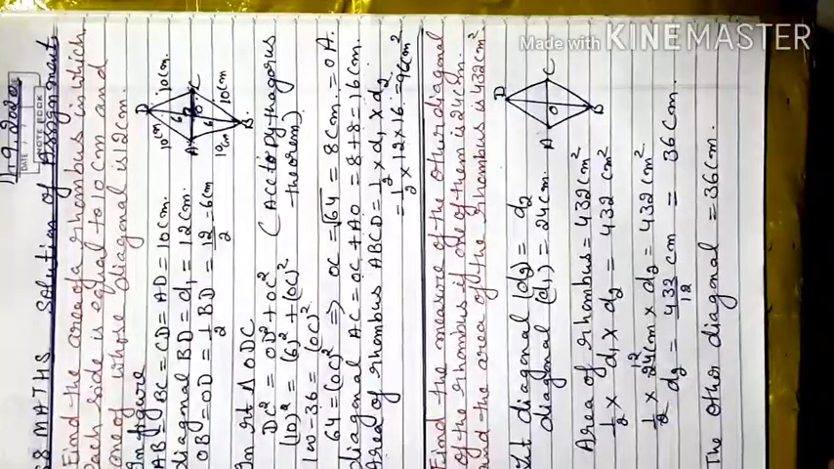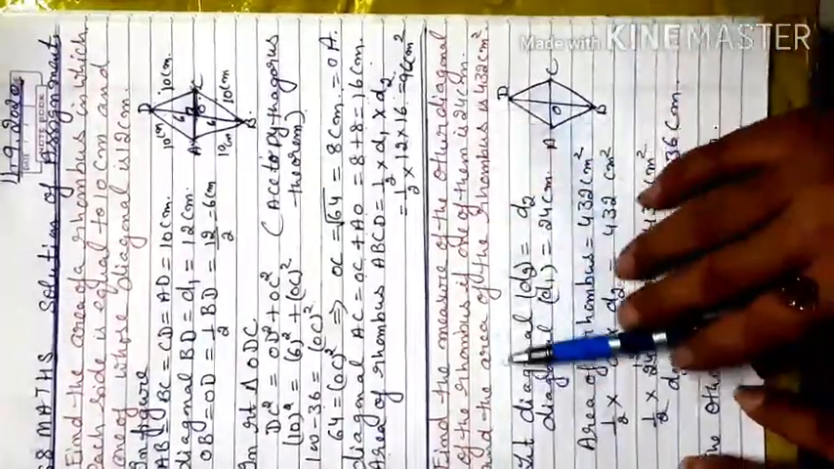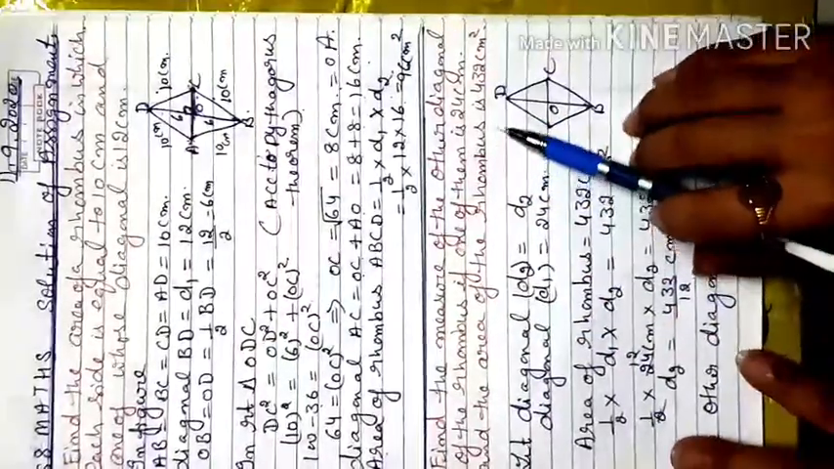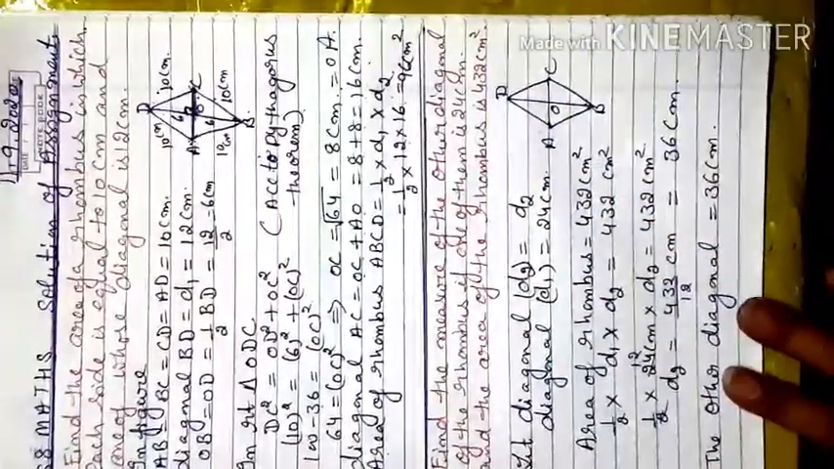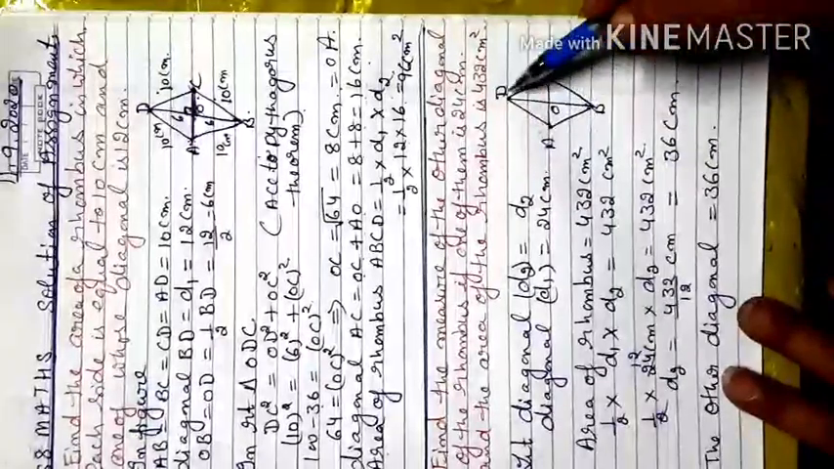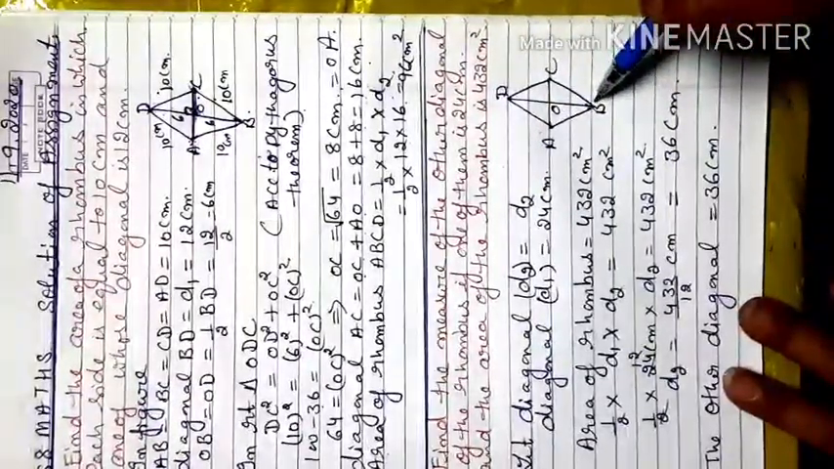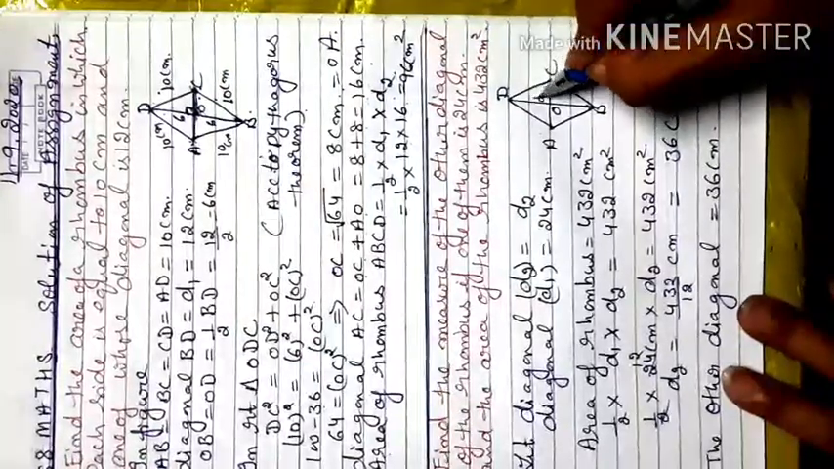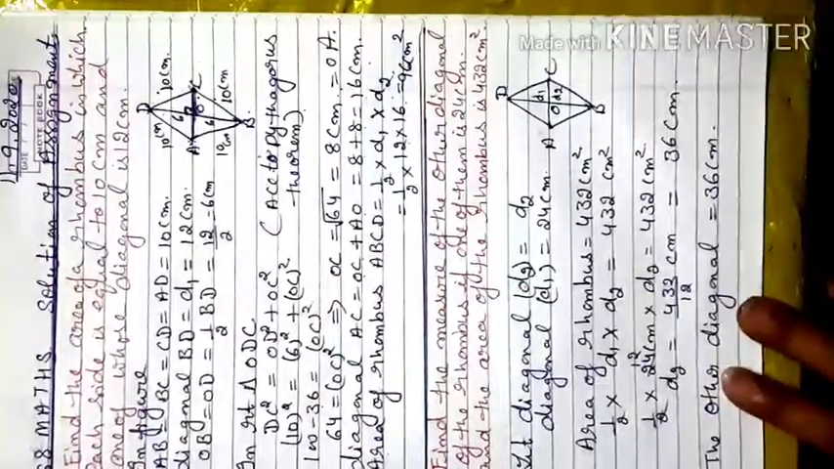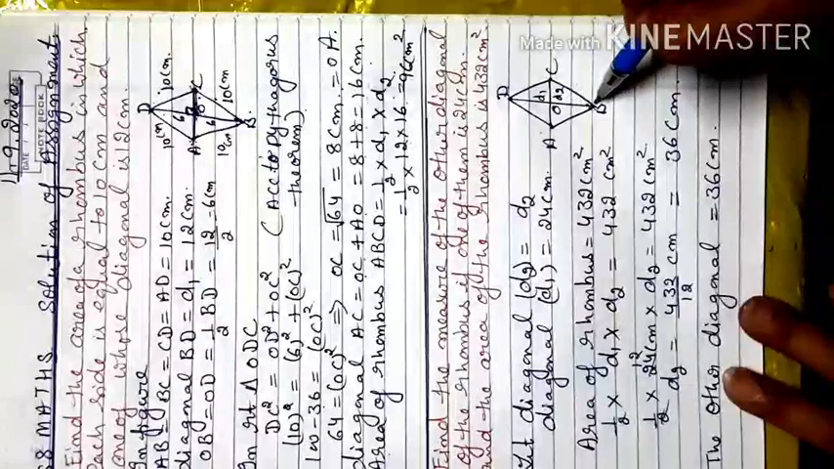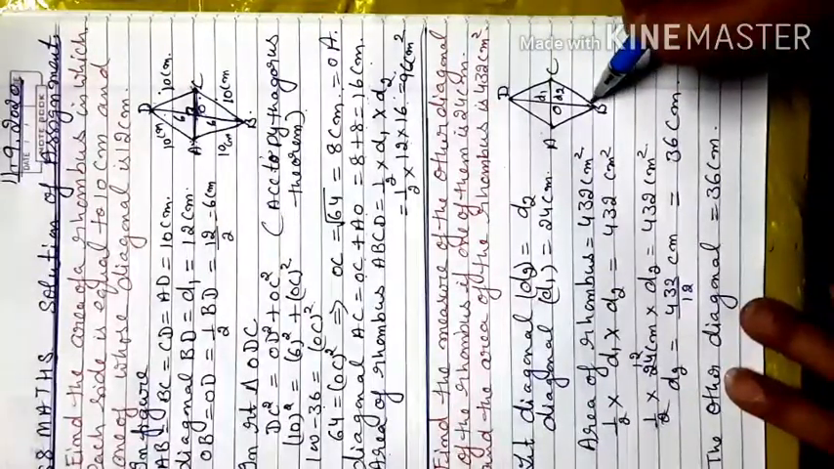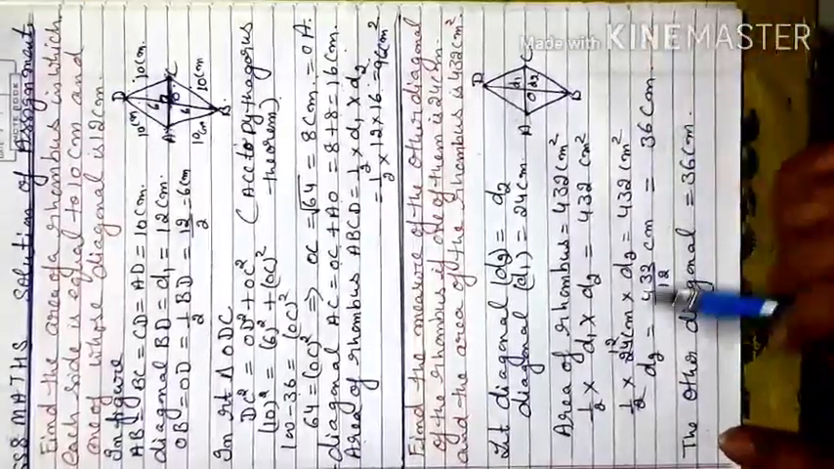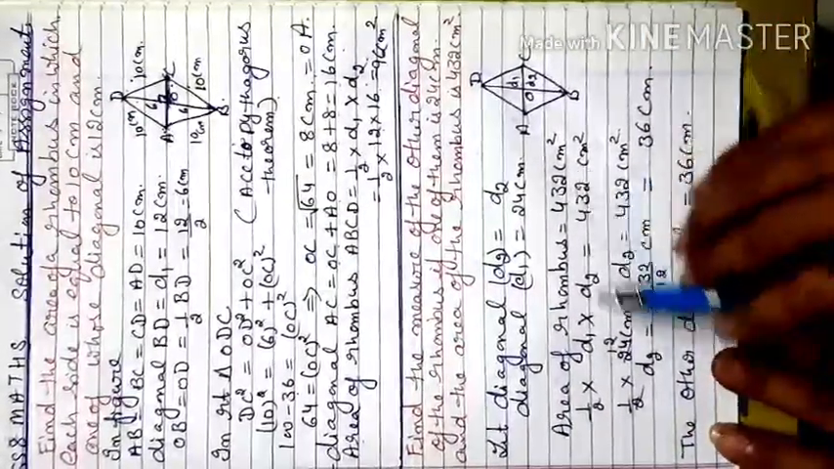Now in your fifth question: find the measure of the other diagonal of the rhombus if one of them is 24 centimeter and the area of the rhombus is given as 432 centimeter square. If you are given the area of this rhombus as 432 and one diagonal, I consider this as diagonal 1 and this as diagonal 2. So if one diagonal is given to you, with length 24 centimeter, you have to find the other diagonal. You can directly apply the formula. Area of rhombus is 432.